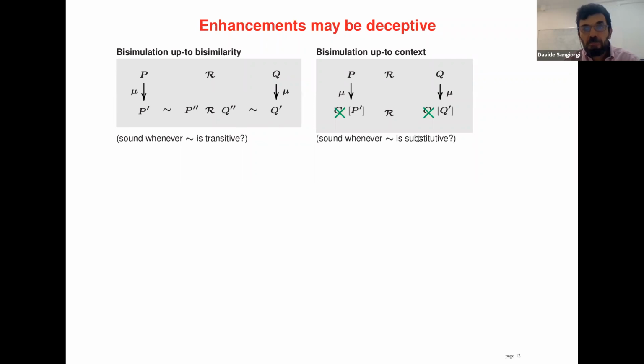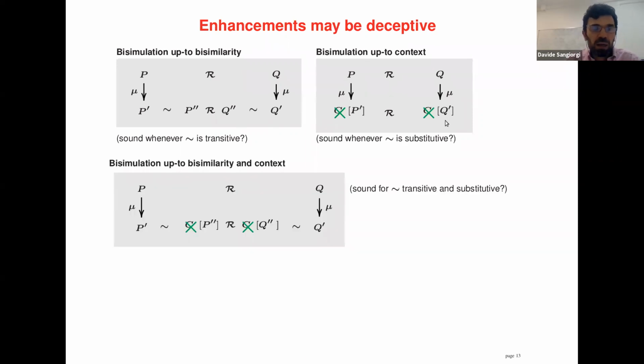Bisimulation up to context, well, this looks like it should be sound whenever bisimilarity is preserved by context, because you see, if I can prove the equivalence between p prime and q prime, then if bisimilarity is preserved by the context C, I can infer that between C of p prime and C of q prime. And similarly, for bisimulation up to bisimilarity in context, the intuition is that this is sound whenever bisimilarity is both transitive and substitutive. So it is a congruence, for instance. But this is false. Surprisingly, this is false.